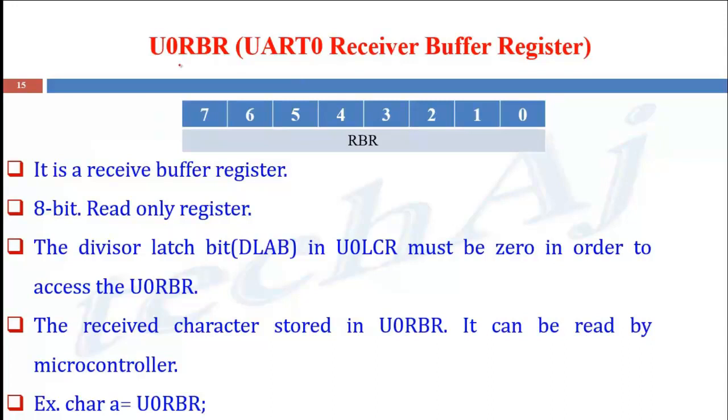First register, that is U0RBR, the UART0 receive buffer register. It is an 8-bit read-only register. The divisor latch bit, that is DLAB in U0LCR, must be 0 in order to access this U0RBR register. The received character is stored in U0RBR. It can be read by the microcontroller.